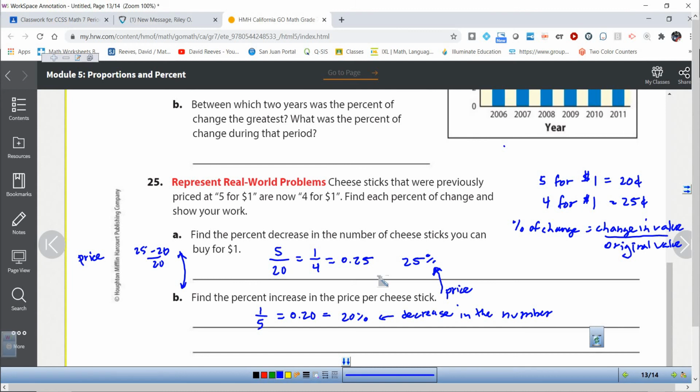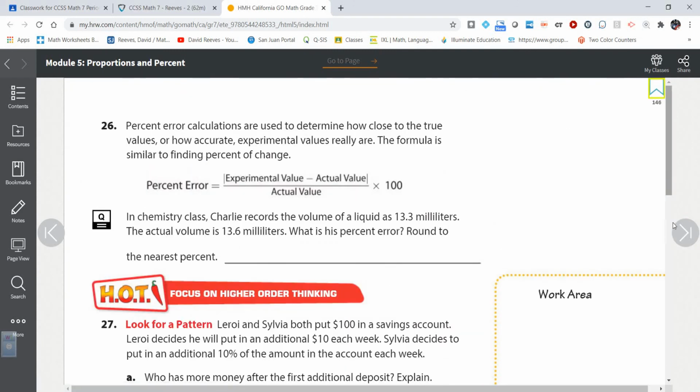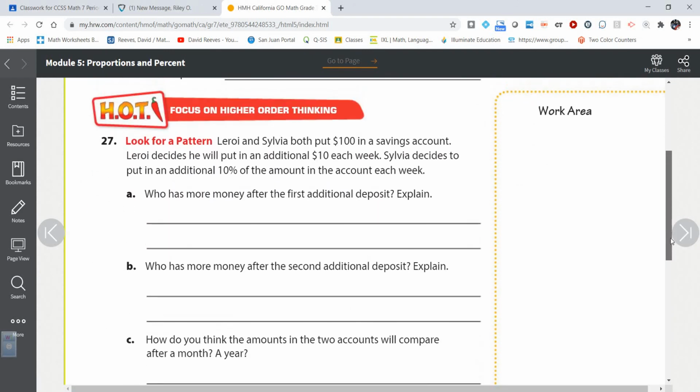All right? So when you're doing this one, I'm pretty sure this one's on your homework assignment. Be very careful. What are they asking for? Are they asking for the percent increase in the price, or are they asking for the percent decrease in the number of cheese sticks? All right, one more involving a bank account.